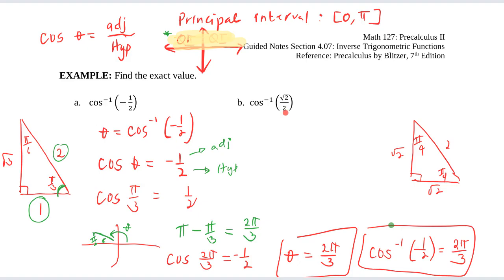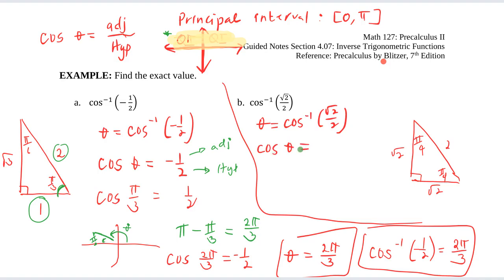Next one, letter B, the inverse cosine of radical 2 over 2. First, let me write this as angle theta is equal to inverse cosine of radical 2 over 2. In that case, I can also rewrite this as cosine theta is equal to radical 2 over 2. Once again, remember that cosine is adjacent over hypotenuse, and we see a radical 2 and 2 in the special right triangle, which has the pi over 4 angle. Adjacent to the radical 2 is the pi over 4.